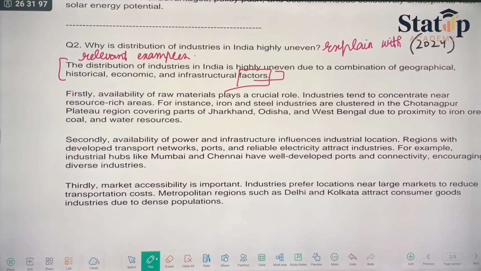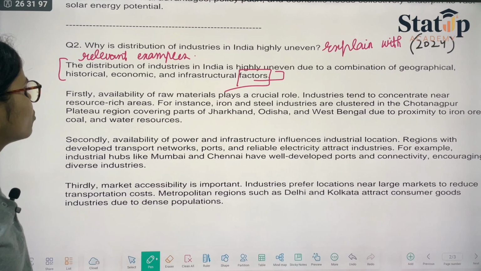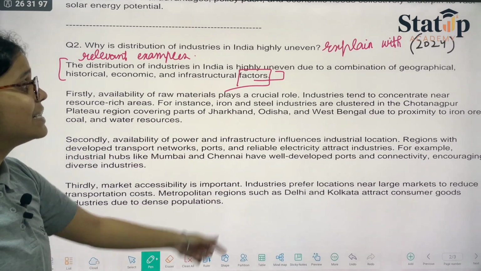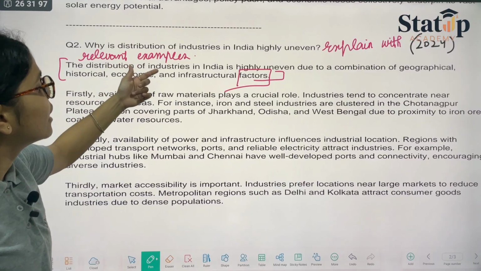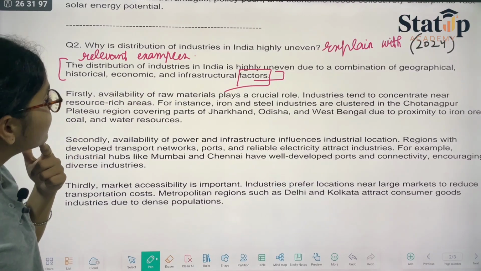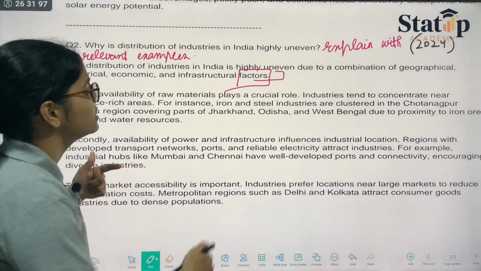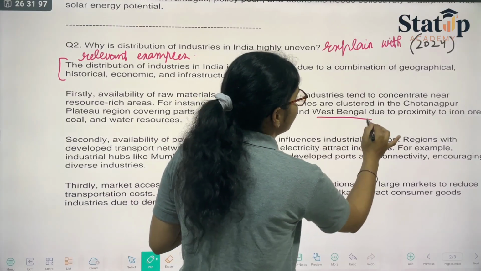Firstly, they say that the availability of raw material plays a crucial role. Industries tend to concentrate there, as we have seen. But since they are saying that relevant examples need to be taken care of, the relevant examples that we are mentioning here are Jharkhand, Odisha and West Bengal.